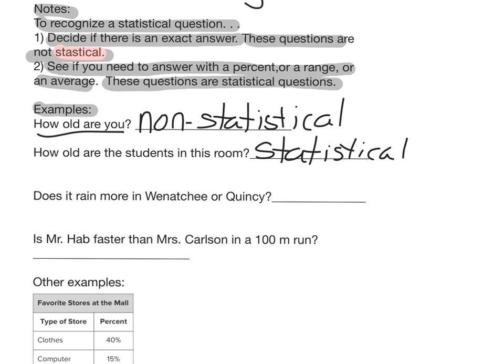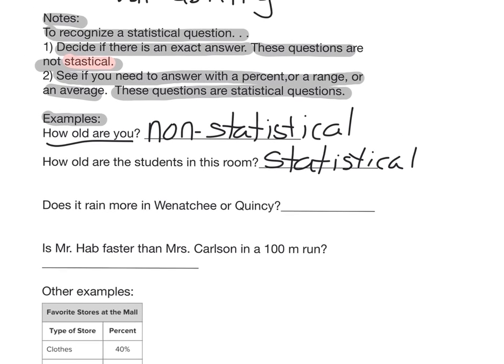Next question. Does it rain more in Wenatchee or Quincy? That could be either kind of question. You'd have to be more specific. I would say that it's a statistical question because it may rain more in Wenatchee in the spring, or it may rain more in Wenatchee in the summer, and maybe it rains more in Quincy at a different time. It kind of depends. So I would say that's statistical.